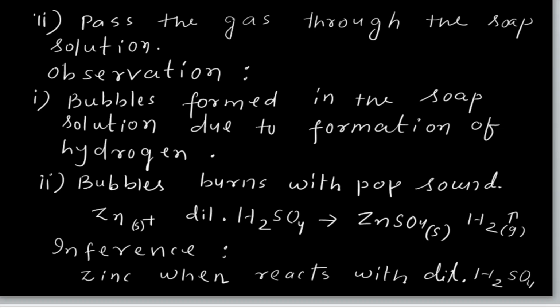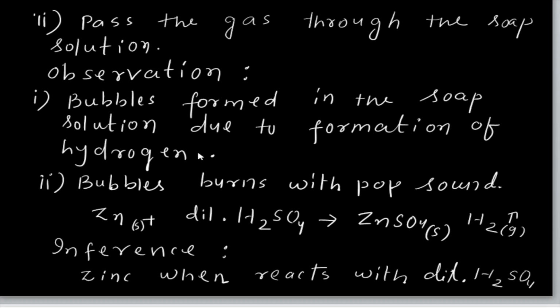Then what happened here? Pass the gas through the soap solution. Now what is the gas observed? You pass the gas through the soap solution. The observation: bubbles are formed. When you see bubbles formed in the soap solution, it is due to the formation of hydrogen.